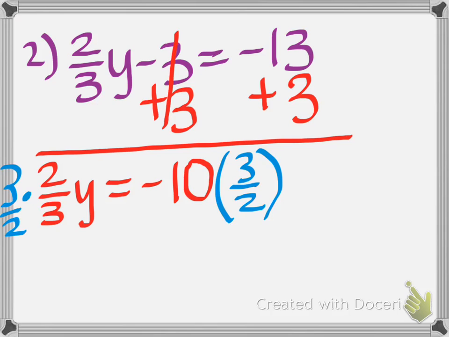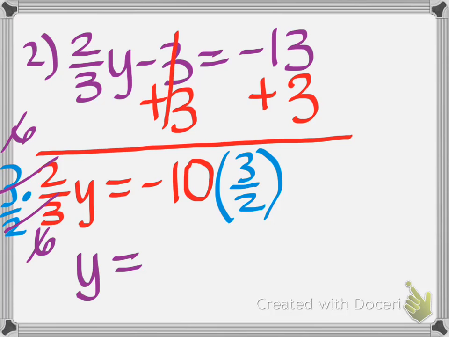The reason why I do the reciprocal is because it'll always cancel out. So when I multiply the top, I'll have 6. I multiply the bottom, I have 6. If I have 6 over 6, that's just 1. And it leaves me with just my y.